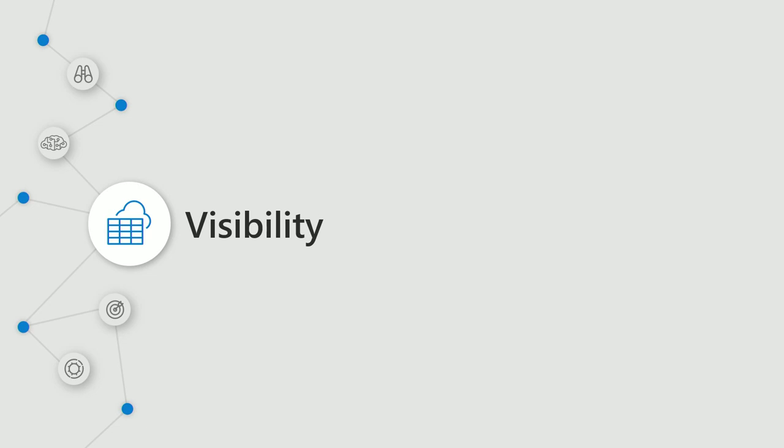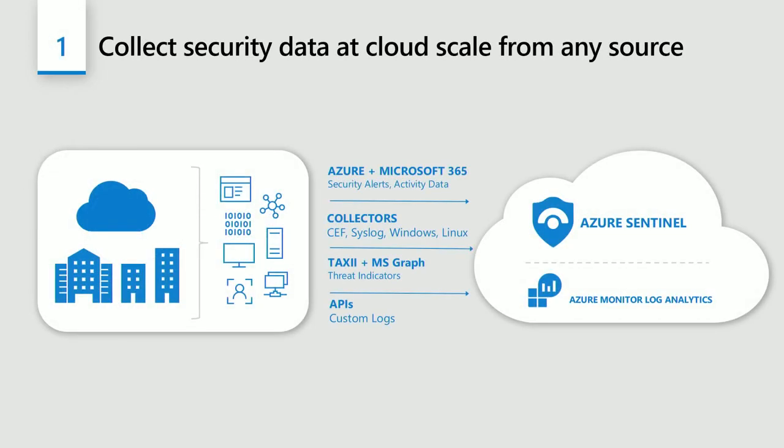We're going to start with visibility. And again, number one thing there is to be able to collect all of your security data at scale from any source. Super, super important. And that starts by collecting data from not only your on-premises environments, but all of your cloud environments, not just your Microsoft clouds, but your other clouds as well.